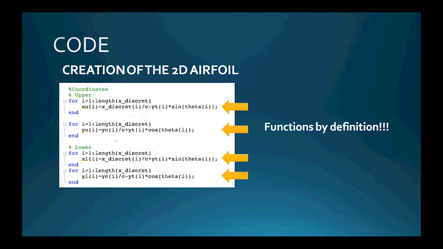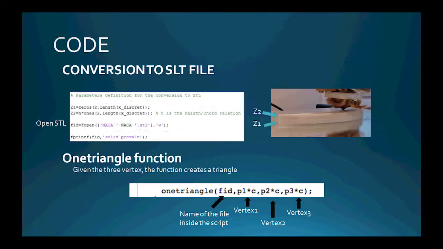And now it's possible to generate an STL file of the selected airfoil. First, it's necessary to know the top and the bottom height. The bottom is 0, and the top is the relation between the height and the chord. With them, the STL file is opened, and in this program it is called FID. To write the file, a function called oneTriangle is used, which needs four inputs: the file name, which in this case is FID, and all the three triangle points, which are P1, P2, P3 in a concrete order.